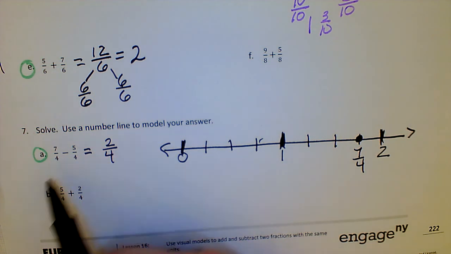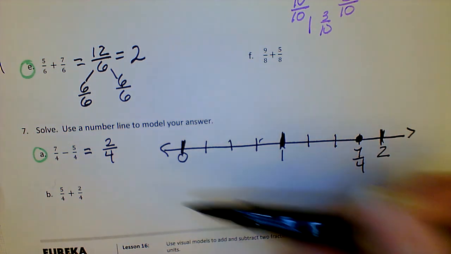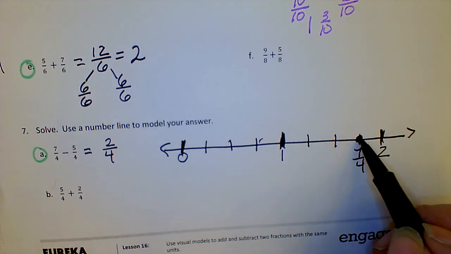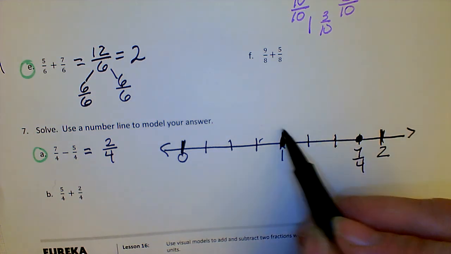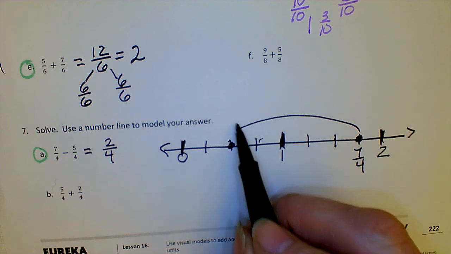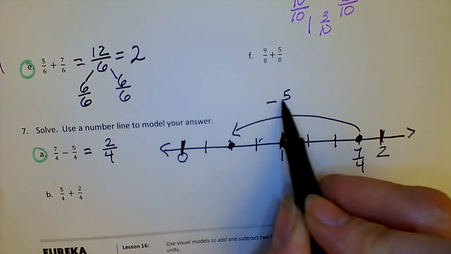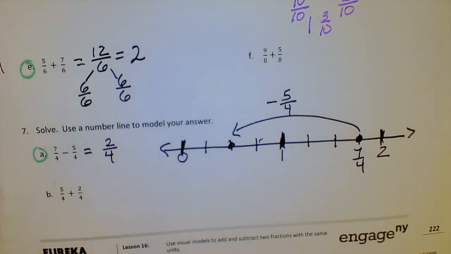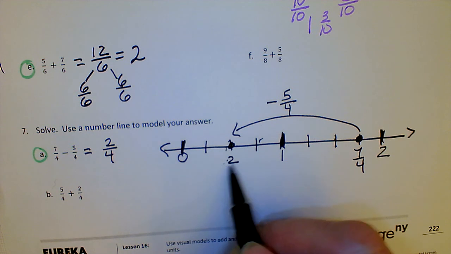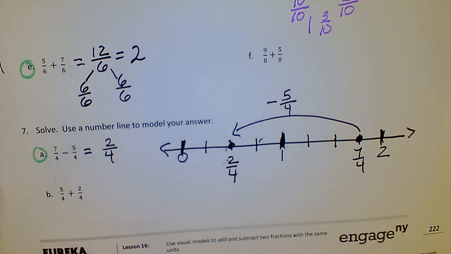And now what we have to do is, since we're subtracting, we're going that way, and we're going to go 5 fourths. So let's go ahead, and we have it. 1, 2, 3, 4, 5. So what we just did was we just subtracted 5 fourths. And what did we end up with? 2 fourths. And we knew that from over there. You are going to get to do B and model that one.